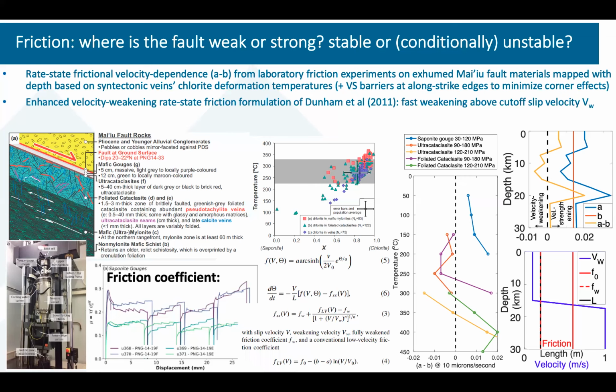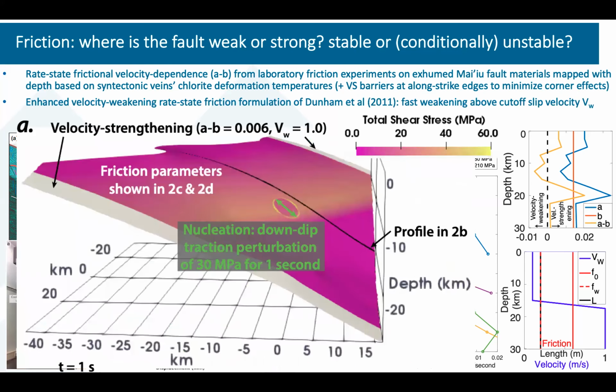And so we use a rate state friction formulation that is pretty standard, but has enhanced velocity weakening at truly coseismic slip rates. So this comes out of the work of Julia DeToro's group that shows really enhanced weakening once we hit seismic slip rates. And we use the formulation from Goodenough et al. 2011. So fast weakening above the cutoff velocity AW.